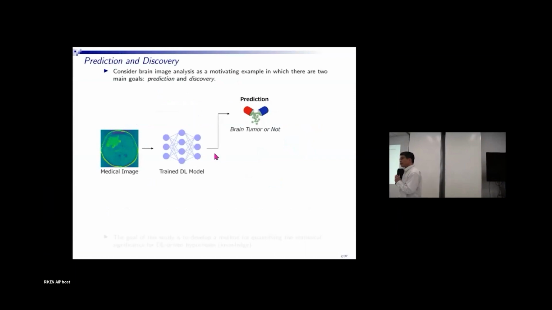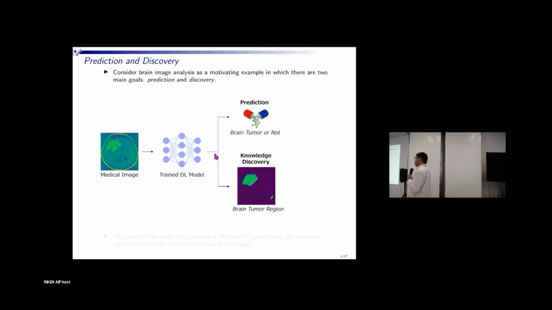So in brain image analysis, there are mainly two tasks. The first task is to make a prediction. Suppose that we have a trained neural network and given a medical image, test image, then we want to predict whether this patient has a cancerous tumor or not. This is a simple prediction task. But this is not sufficient. Doctor would like to know which part of the brain has the tumor. So we want to find some tumor lesion. So I'm going to call it knowledge discovery.